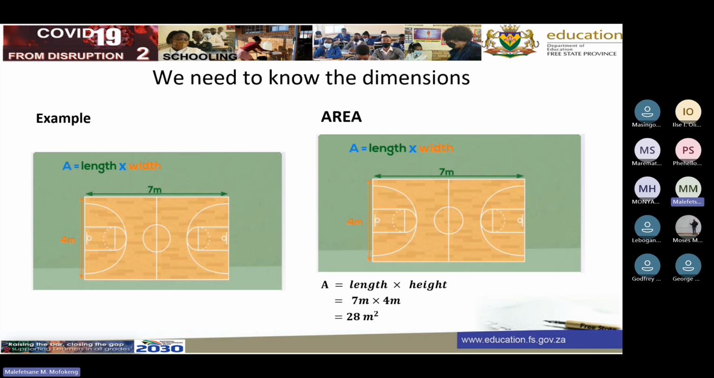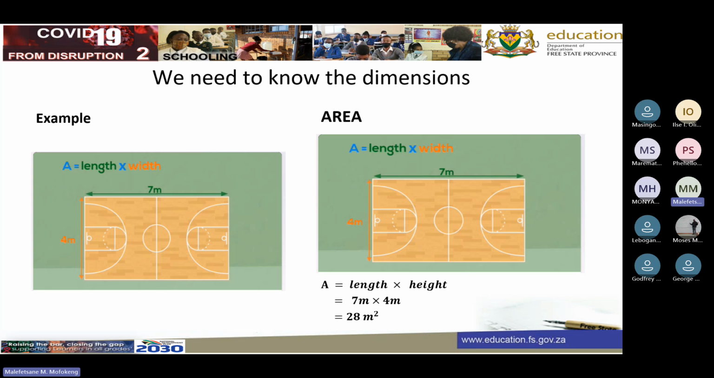Now here is the other one. If we don't have the squares, you only multiply the height and the length. The height here is 4 and the length is 7. Therefore, when we multiply the two, we get 28 square meters.